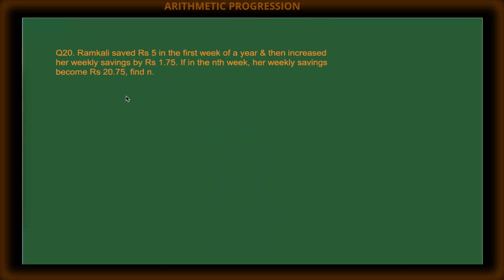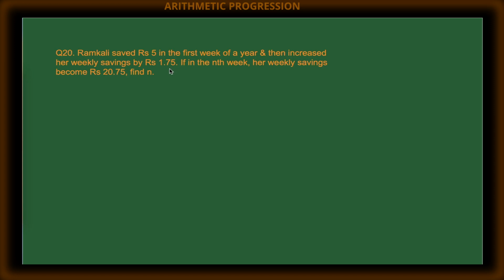Okay students, let's read our next question here. Ramkali saved ₹5 in first week of a year and then increased her weekly savings by ₹1.75. If in the nth week her weekly savings becomes ₹20.75, find n. So what it is trying to say is that Ramkali saved ₹5 in the first week of a year, and then every week she increased her saving by 1.75.